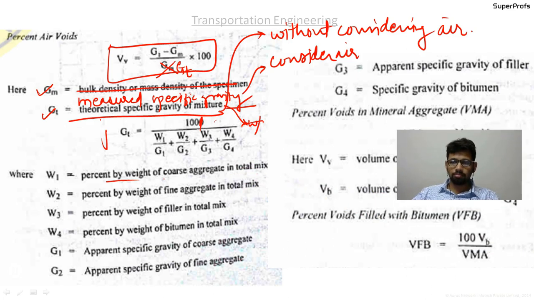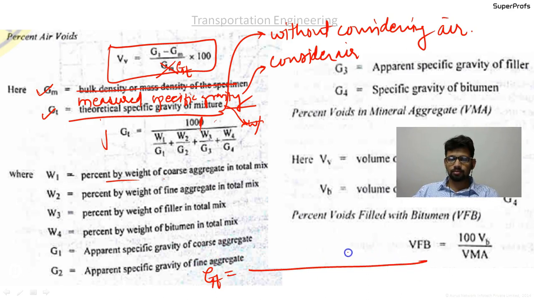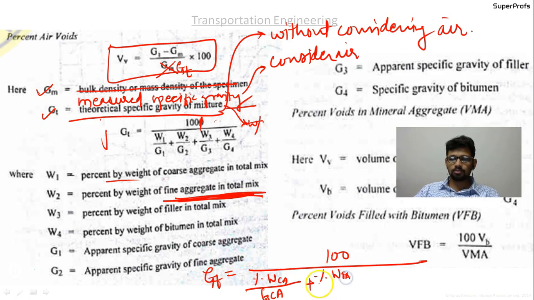A better way to write down the same formula is GT equal to 100 upon percentage weight of coarse aggregates upon the specific gravity of coarse aggregate, G suffix C, plus percentage by weight of fine aggregates in total mix, so percentage weight of fine aggregates upon the GFA.